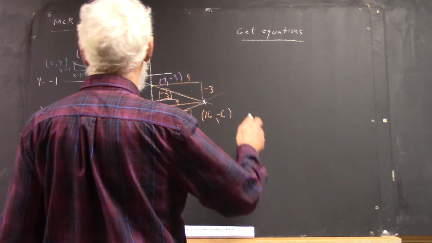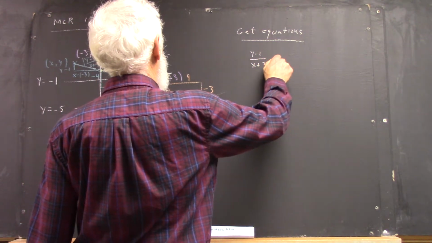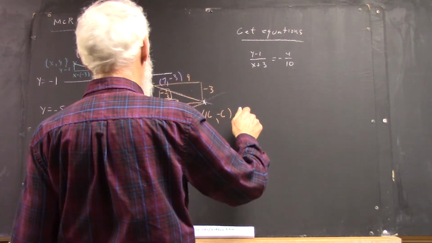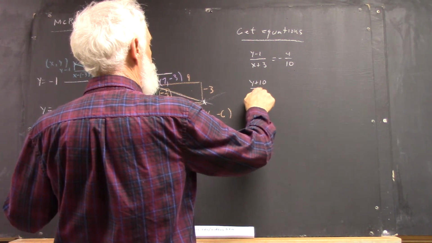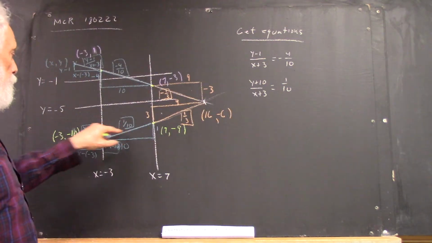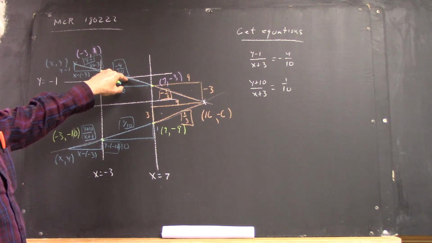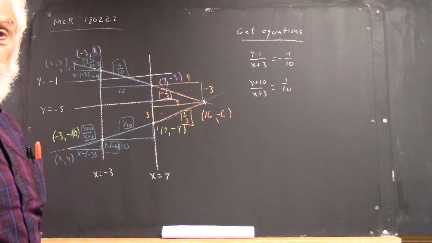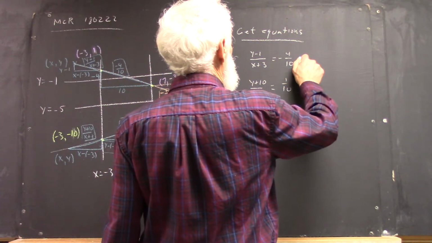My equations are going to be (y minus 1) over (x plus 3) equals negative 4/10, and (y plus 10) over (x plus 3) equals 1/10. The slope of this is equal to the slope of this. The slope of this is equal to the slope of this. If these points are accurate, to the extent these points are accurate, this will give me my equation, right? So I solve this for y.